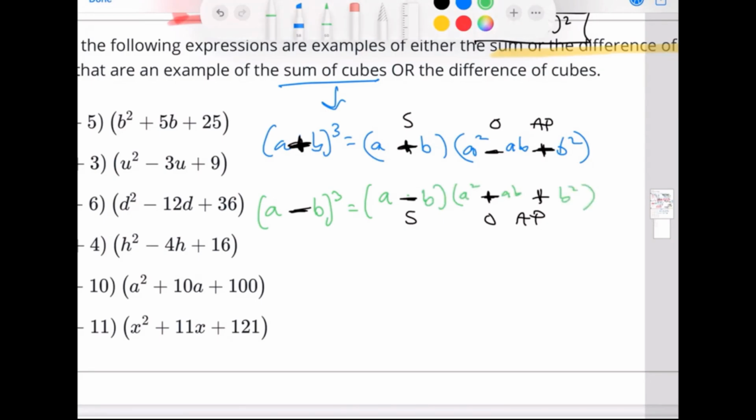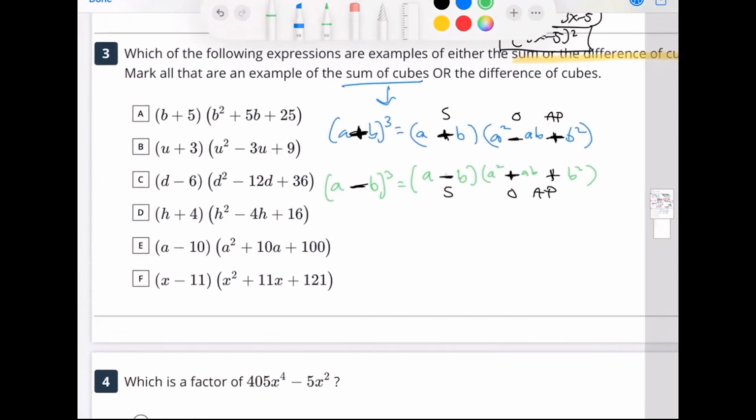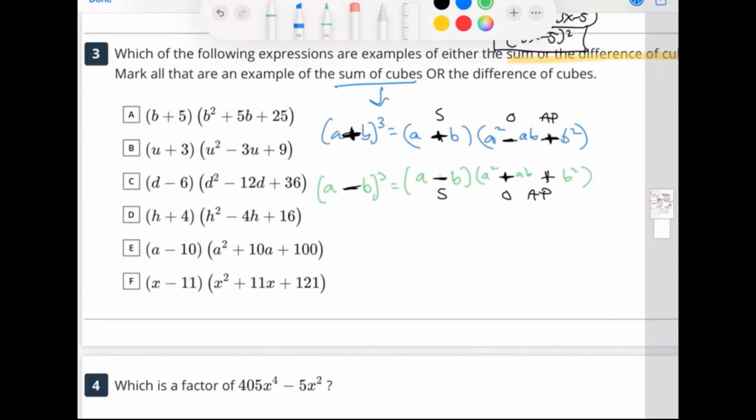But SOAP's actually going to be in here. Watch this. It doesn't tell us how to start, but I can just eliminate problems based off of SOAP. Okay, let's write out SOAP. Same, opposite, always positive.